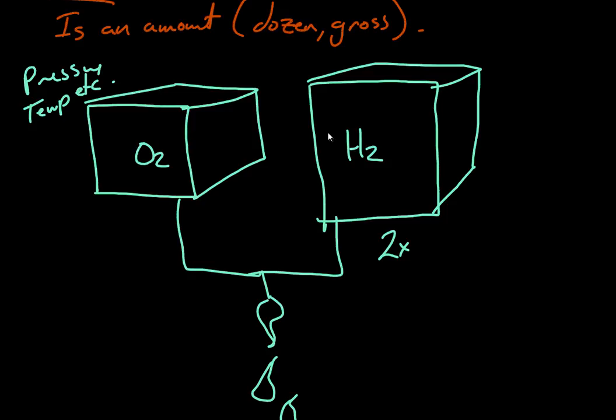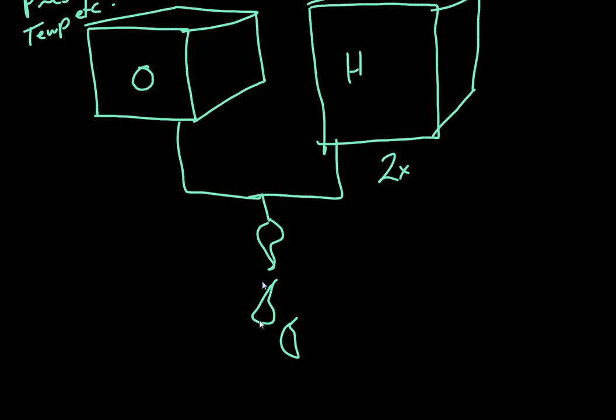Or, I'm sorry, that's not quite right. Let's be a little simpler. Let's call it O. Let's call it H. Okay, so you're always going to use twice as much in volume of H as you do O. And it turns out that what you're making here is H2O. So what that means is, if you were to split these apart, you're always going to get 2 times the volume of H as you do O at a given temperature and pressure.